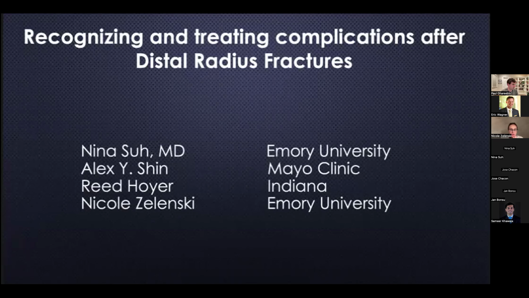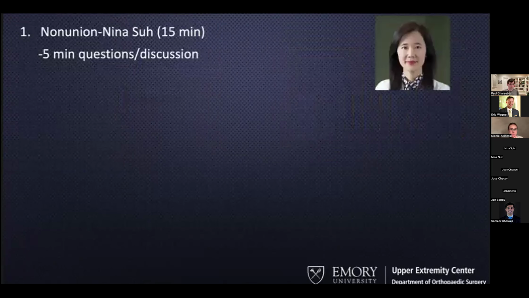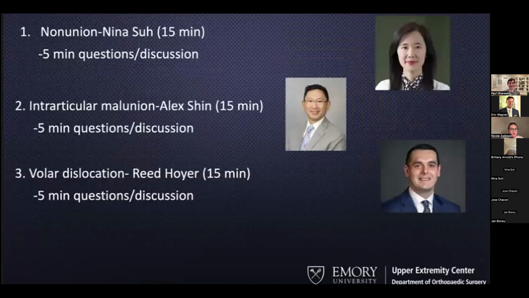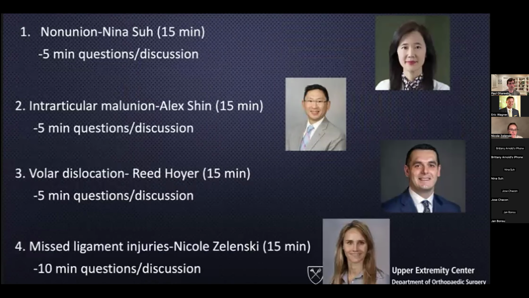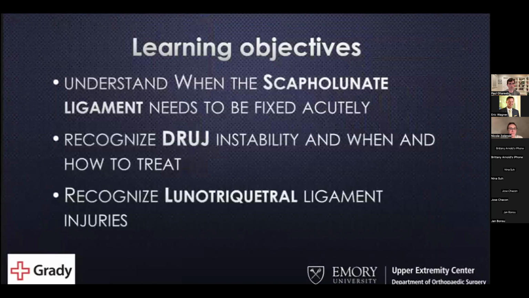I'm going to skip my little intro slides here, but this was the lineup. Dr. Su talked about non-union. Dr. Shin talked about intra-articular malunion. Reed Hoyer talked about volar dislocations. And then I talked about ligament injuries in the setting of a distal radius fracture. So that's what we're going to go over today.